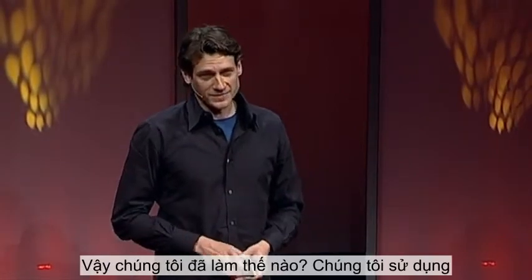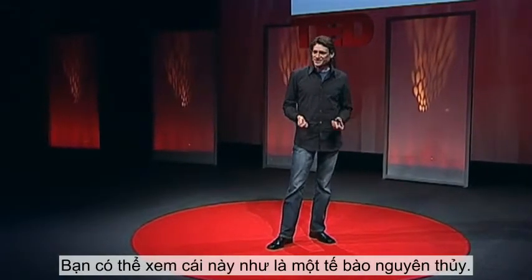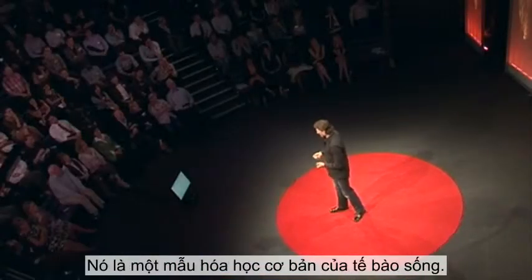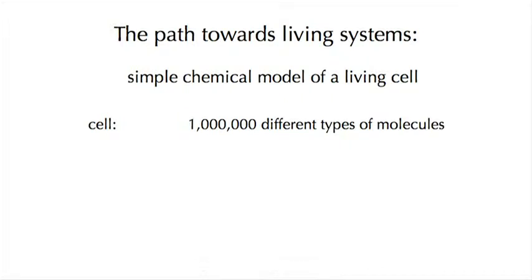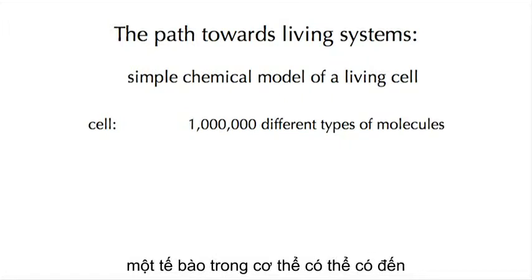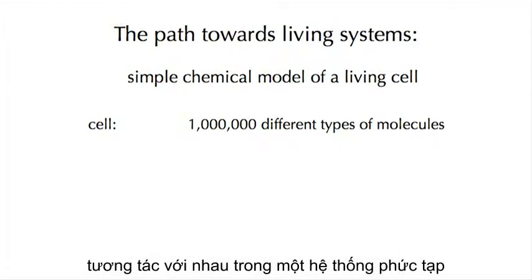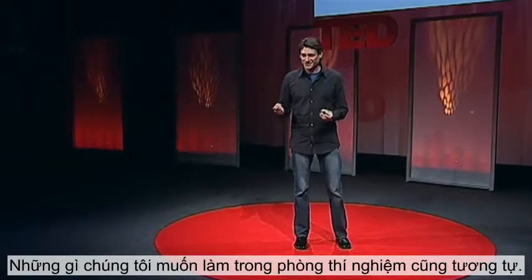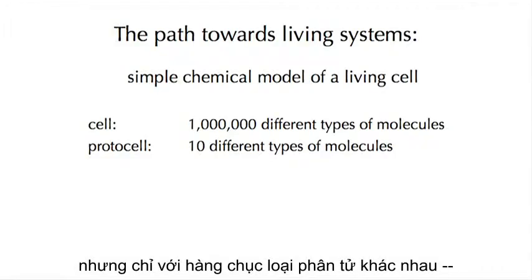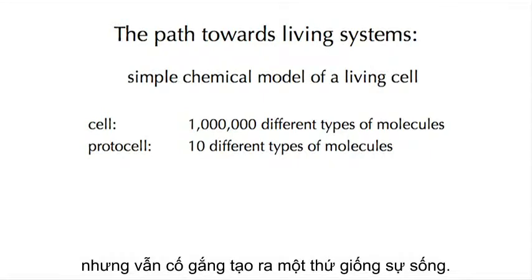So how do we do this? Well, we use a model system that we term a protocell. You might think of this as kind of like a primitive cell. It is a simple chemical model of a living cell. And if you consider, for example, a cell in your body may have on the order of millions of different types of molecules that need to come together, play together in a complex network to produce something that we call alive. In the laboratory, what we want to do is much the same, but with on the order of tens of different types of molecules. So a drastic reduction in complexity, but still trying to produce something that looks lifelike.